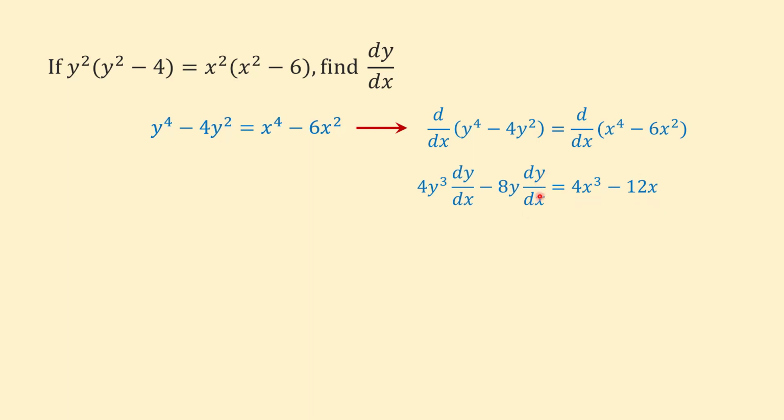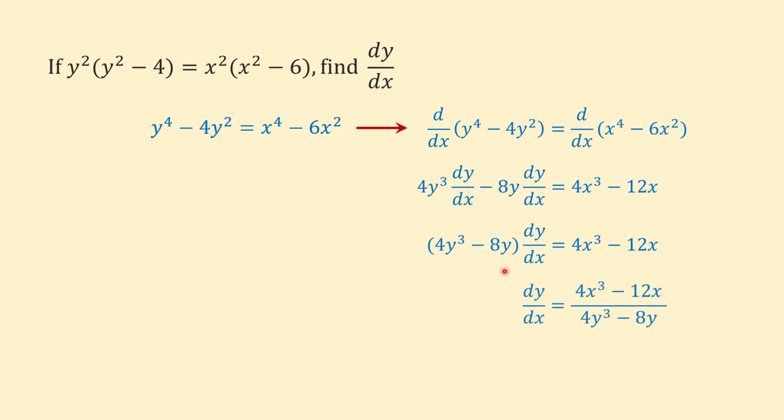If we factor dy over dx from these two terms, we have 4y cubed minus 8y times dy over dx. And finally, dy over dx is this over that. Dy over dx is 4x cubed minus 12x over 4y cubed minus 8y. If you want, you can factor 4 from numerator and 4 from denominator and write your answer in this form: x cubed minus 3x over y cubed minus 2y.